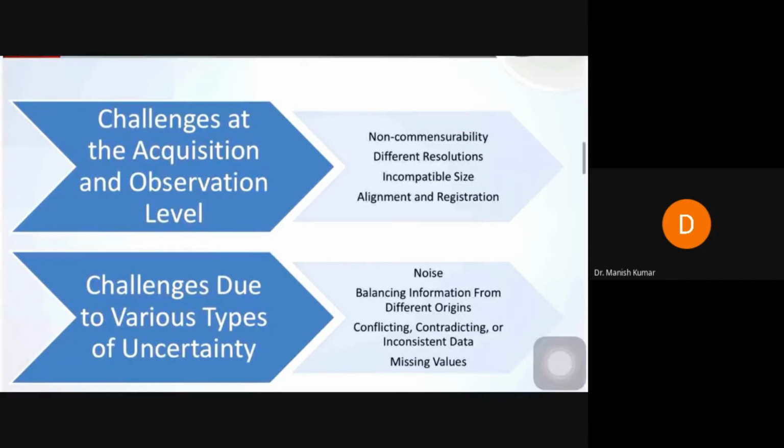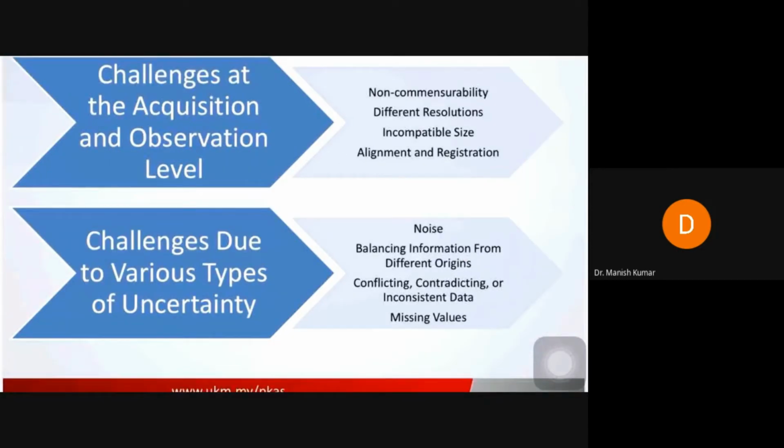The second type of challenge is due to various types of uncertainty, like external noise, balancing information from different origins, conflicting, contradicting, and inconsistent data, and also missing values. These types of problems are mostly physical, and we can control them to a certain extent, but sometimes we also use signal processing and imaging techniques to manage these issues when we don't have control over the setup during data acquisition.